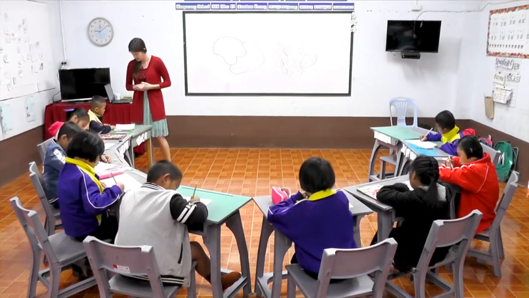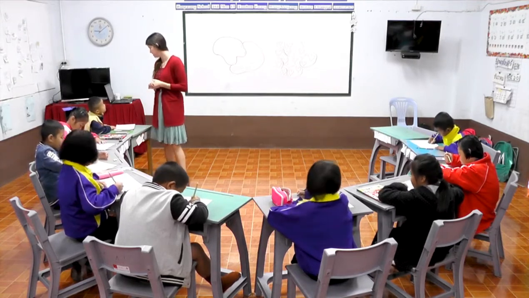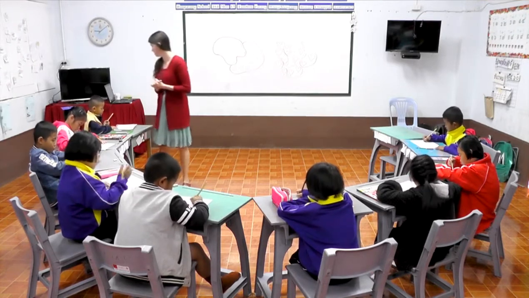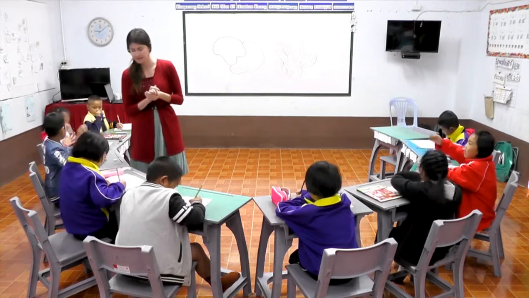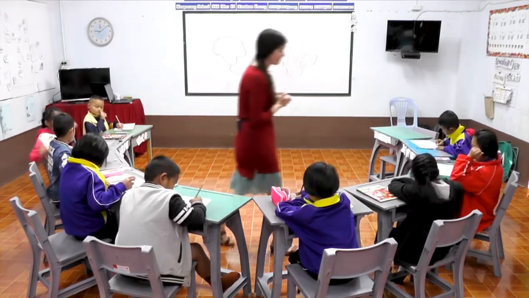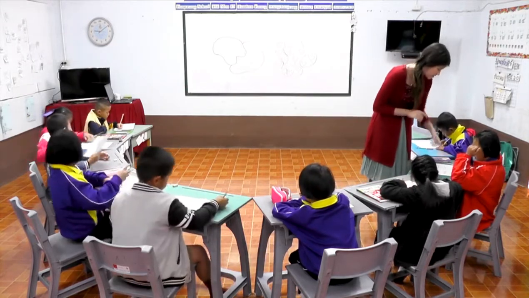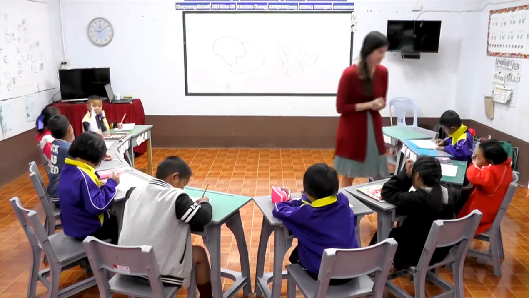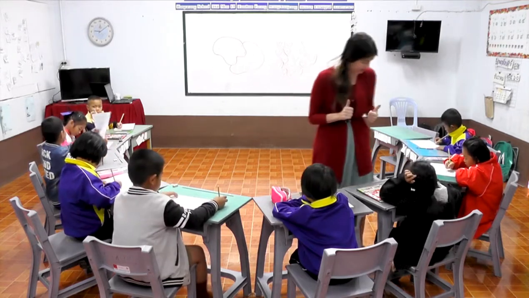How many balls? 12? Okay, you can put 12 right here. Let's see. Make groups of how many? 6. Groups of 6. Let's go. All right. You got it.